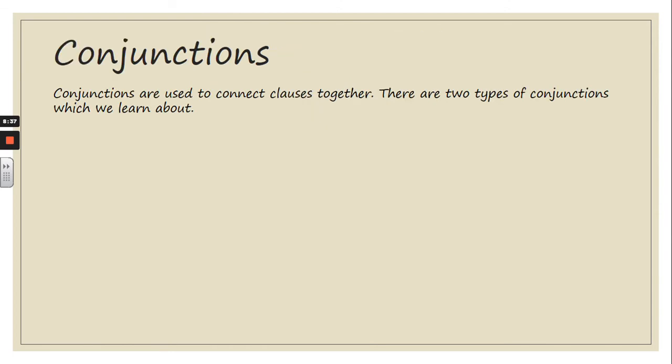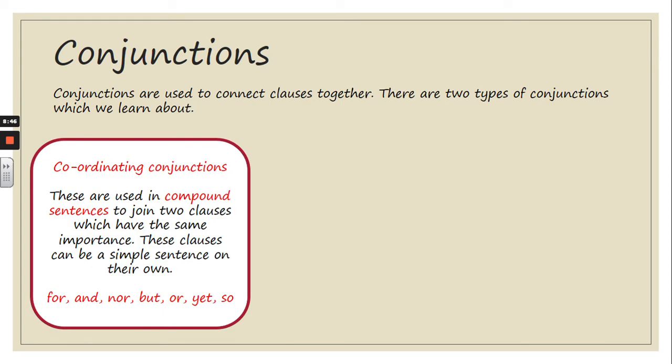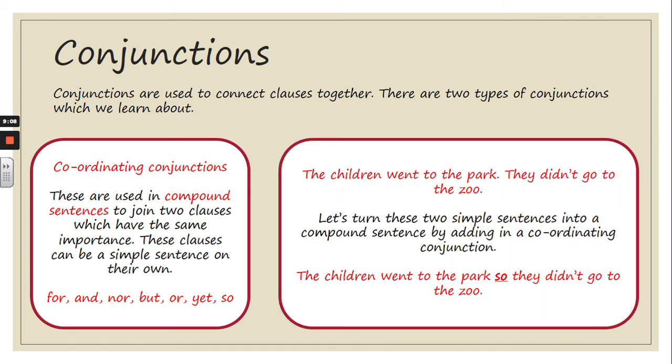Conjunctions. Now, conjunctions are used to connect clauses together. So a clause is a part of a sentence. There are 2 types of conjunctions which we learn about. So we use coordinating conjunctions. These are used in a compound sentence where we have 2 clauses which have the same importance. So each of these clauses can be a simple sentence on their own. So we join those 2 clauses using one of these conjunctions. So either for, and, nor, but, or, yet, or so. Let's have a little look at that. So the children went to the park.